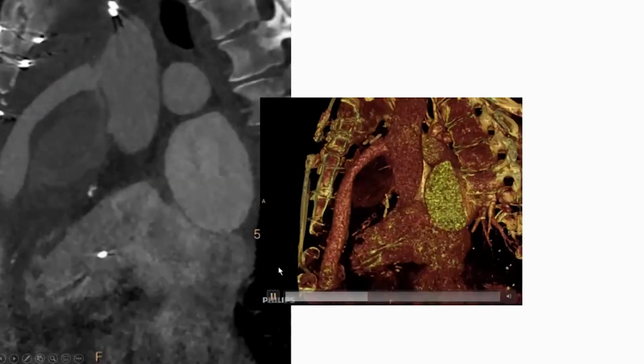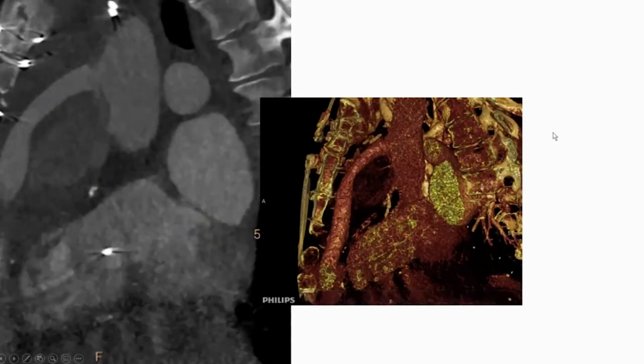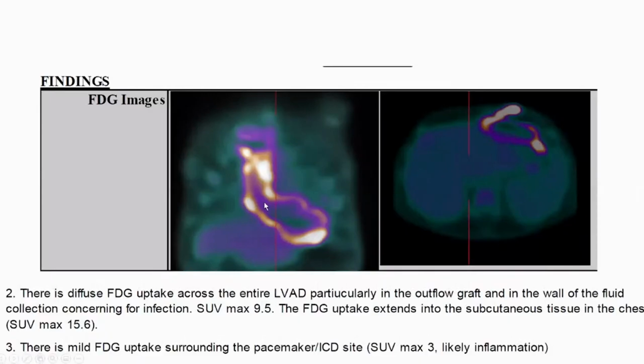Okay. And this is, as I mentioned earlier, highly suspicious of some chronic infection process. This image is courtesy of Dr. Amala. You can see the diffuse FDG uptake across the LVAD, but particularly in the outflow graft and the wall of the collection, the pseudoaneurysm. So this is a clear indication that this is an infectious process. Okay, that's all I have. I think we're open for questions.